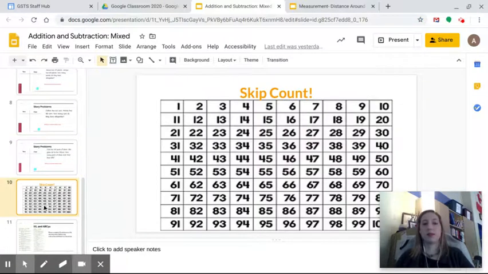Then we have our skip counting. Today is Thursday, or should be Thursday. So on my weekly job schedule, I'm just going to check this out. We're skip counting forwards and backwards by 2s, 5s, and 10s. So we're going all the way to 100 and then all the way back by 2s, 5s, and 10s.